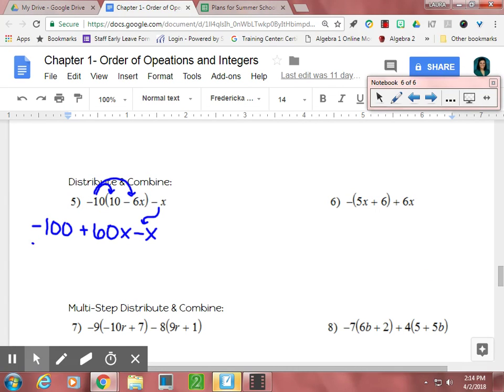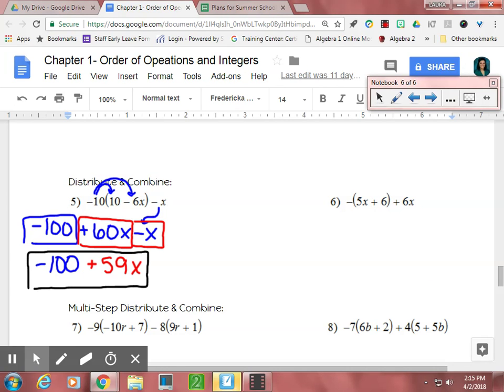Now, we're looking for things that have letters and things that don't. So, here's our numbers, and then our letters are positive 60x and negative x. So we can bring our numbers straight down because there's nothing to combine it with. But then this one, we have 60 and negative 1. Well, 60 minus x is just going to be 59 x's. So then I look at what I have, and they're different. I have numbers and I have letters, so I can't put them together. So this is my answer, the end.